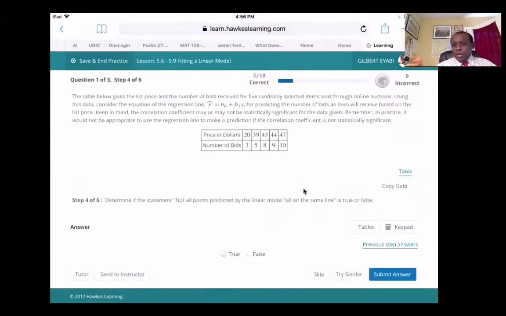And then there is this other one also that is just a little tricky for nothing. Determine if the statement, not all points predicted by the linear model fall on the same line, is true or false. Of course, this is the predicted linear model, the approximate linear model. If this predicted linear model predicts some points, then the points have to fall on the same line, and the line is known as the predicted line, or the line of best fit. So all points predicted by that line must lie on that line. Therefore, the statement, not all points predicted by the linear model fall on the same line, would have to be false.